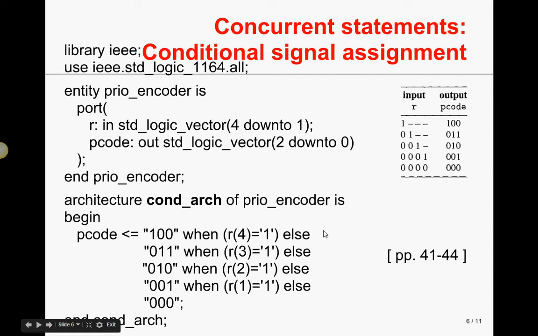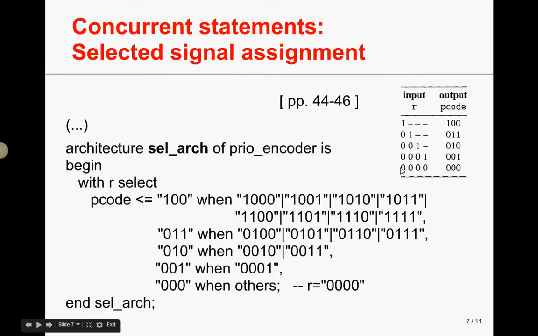Now this same priority encoder function, as we see in this other slide, can also be implemented using the other concurrent statement that we referred, that is called selected signal assignment. In this case, the syntax is shown in this slide. So we shall say that with input R, we will select for the output P code this value when any of these input conditions are met. If none of them takes place, then it shall take this value when any of these input conditions are met, and so on and so forth again.